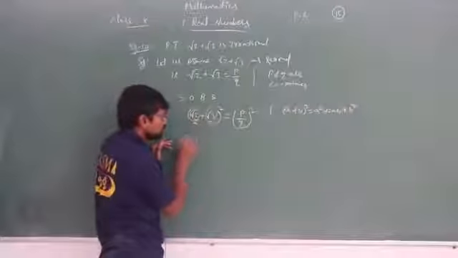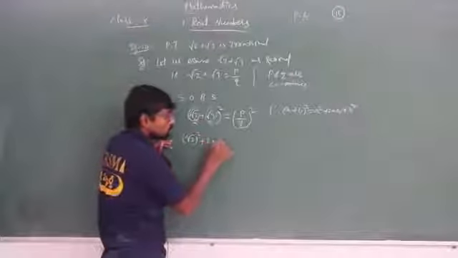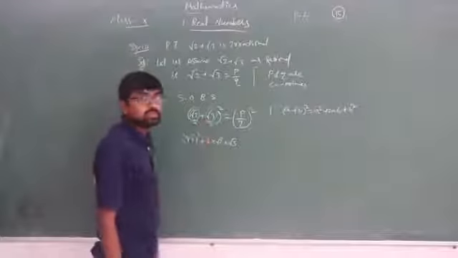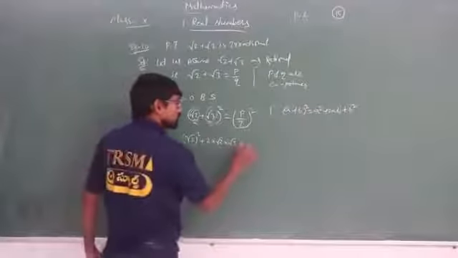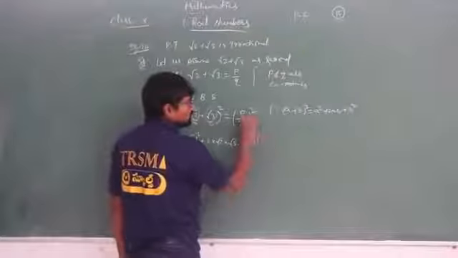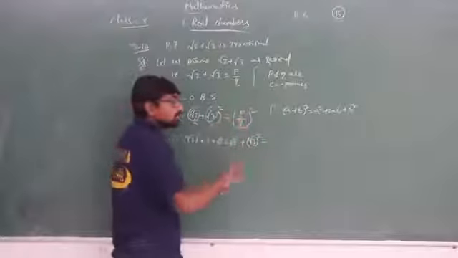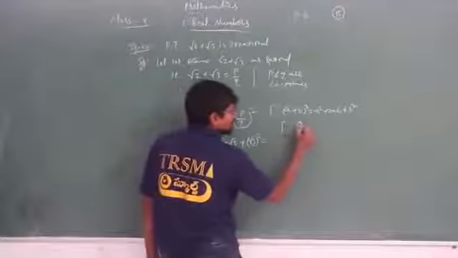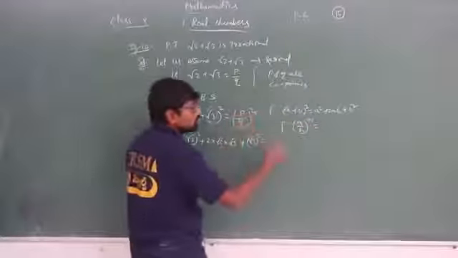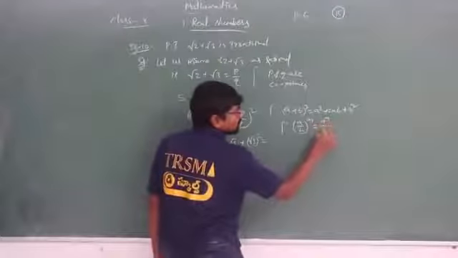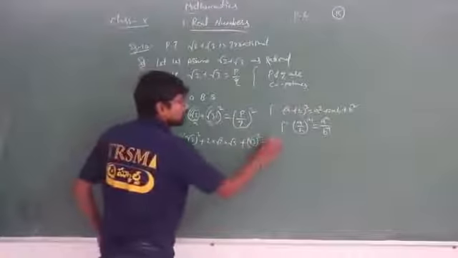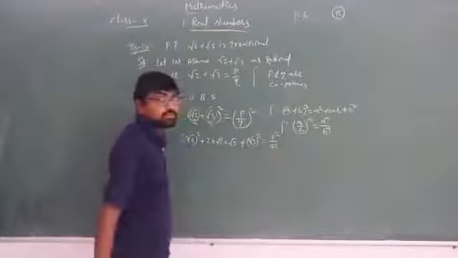A square, root 2 square, plus 2 into A into B, that is 2 into root 2 into root 3, plus B square, root 3 whole square, is equal to this square, which is applicable to both numerator and denominator. Why? Since A by B whole power m is equal to A power m by B power m, so here we'll get P square by Q square, isn't it?